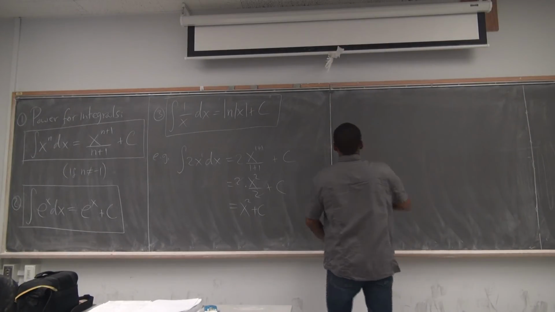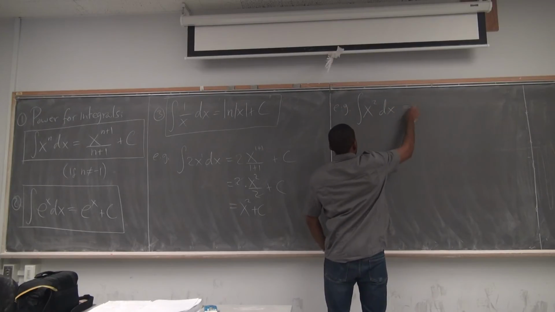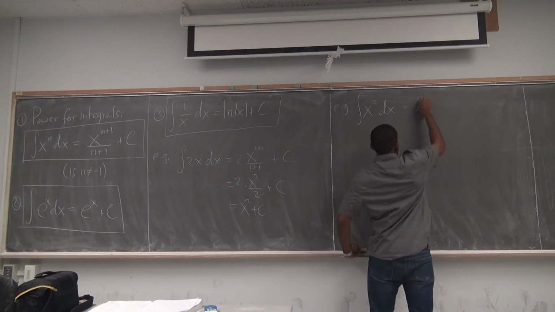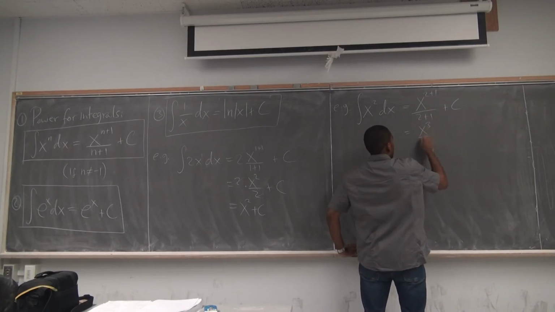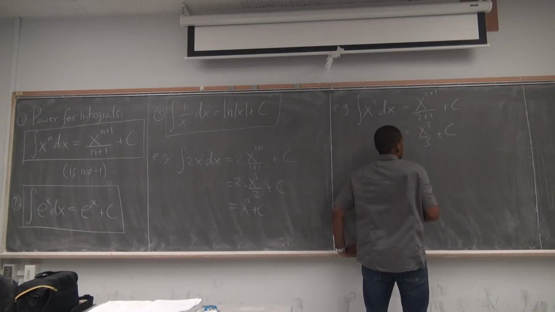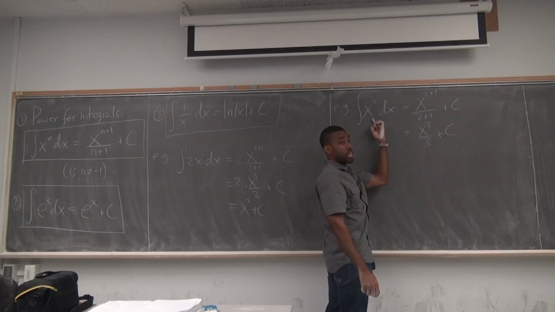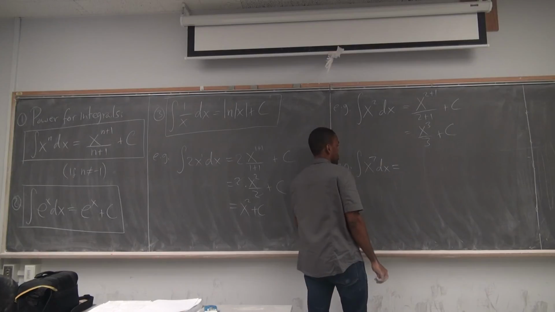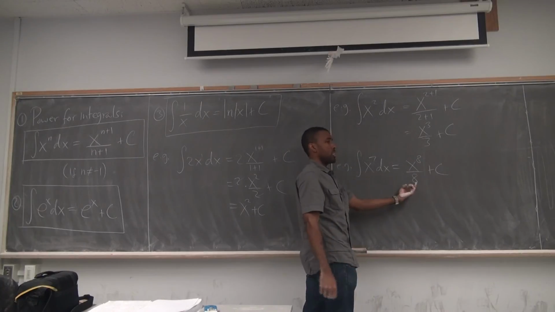Or I can ask you, what is the integral of x squared? What's that going to be? I take x to the 2 plus 1 over 2 plus 1 plus c. That's x to the 3 over 3 plus c. Plus c is important if it's an indefinite integral. Notice that if you differentiate this, you get that. What about the integral of x to the 7? You get x to the 8 over 8 plus c. Notice if I differentiate this, I get that.